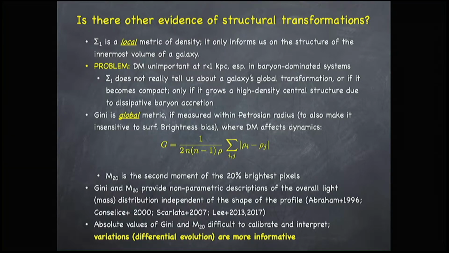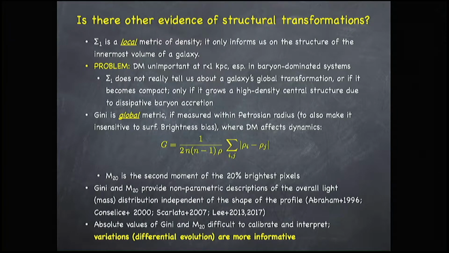I reflected on the fact that sigma 1, the parameter I showed you before, is not really informative about the whole structure of the galaxy because it teaches us what happens in the core of the galaxy. If galaxies undergo massive dynamical transformations, more structural transformation, this is something that has to involve the whole volume of the galaxy, including the regions where the dark matter gives its dynamical contribution, which is not in the innermost kiloparsec. So which metric to use?